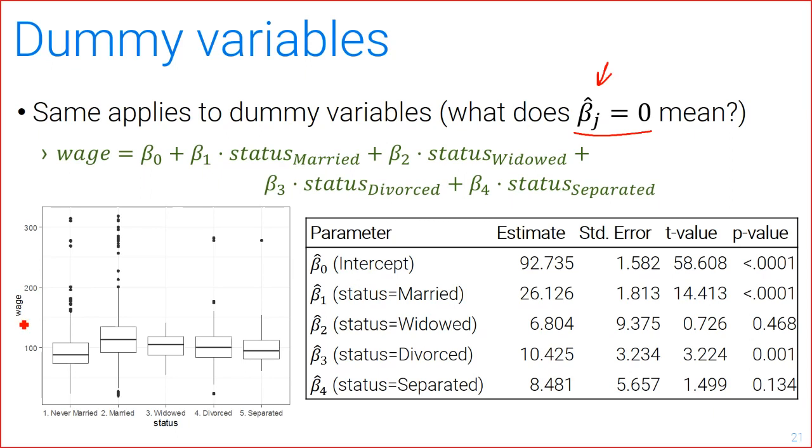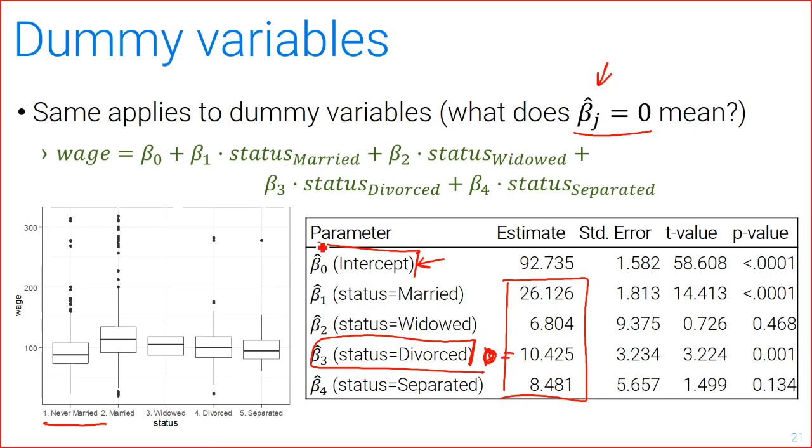So in this case, we have the wage of employees as a function of their marital status, and we saw that the baseline, the coefficient beta 0, corresponded to people never married. And then all the other estimates were deviations from it. So if you want to know the average of divorced people, it's actually 92.7 plus 10.4. And so if one of these coefficients we tested and we claim it to be equal to 0, then what we're saying is that this group is not statistically different from this group with respect to the wage.